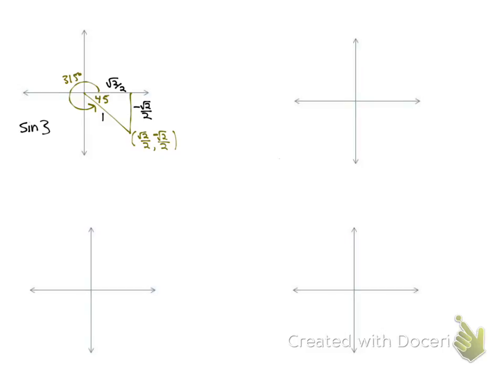What's sine of 315? Here's sine, what do we look at? Y value. So it's negative root 2 over 2. Done. That was easy. We'll do another one. Cosine of 315. It's the x value. Root 2 over 2.